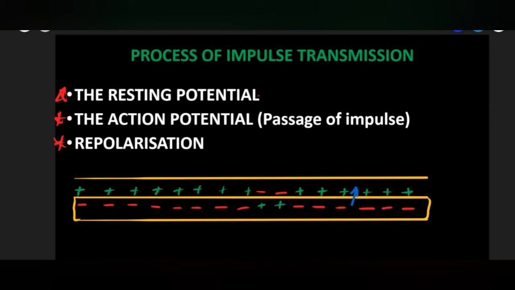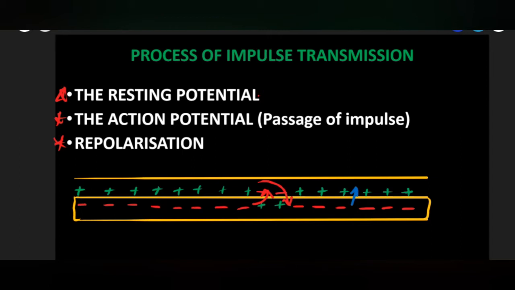So when an impulse passes through a particular point of the neuron, the polarity changes, in which the part of the inside will move towards the outside, and part of the outside will move towards the inside, bringing about what we call the action potential. So this change in the outer surface and the inner surface brings about what we call the action potential, the passage of impulses.